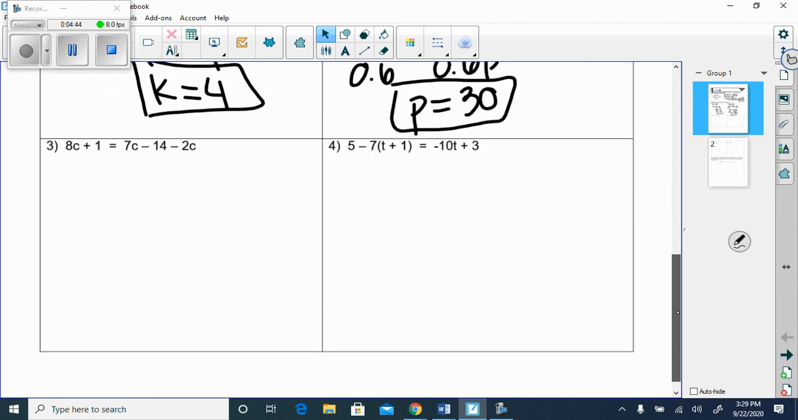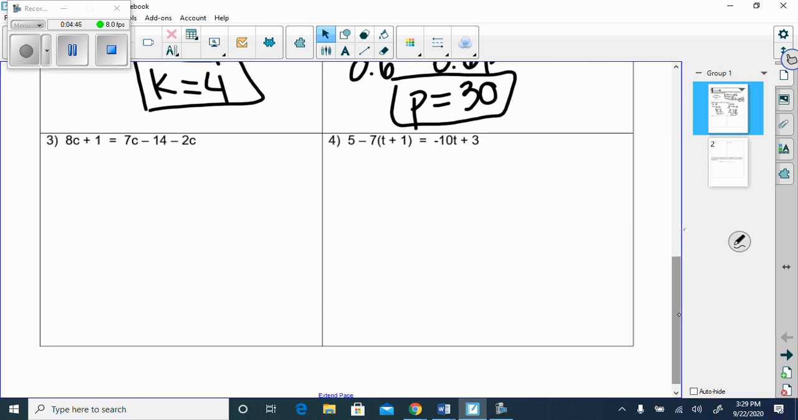Alright. Number 3. Before I can start moving stuff, what do I have to do on this one? Good. Yeah, combine our like terms. So 7c and negative 2c are going to give us, so we got a positive 7 minus 2. It is positive. So what's 7 minus 2? 5. So we have 5c minus 14, right?